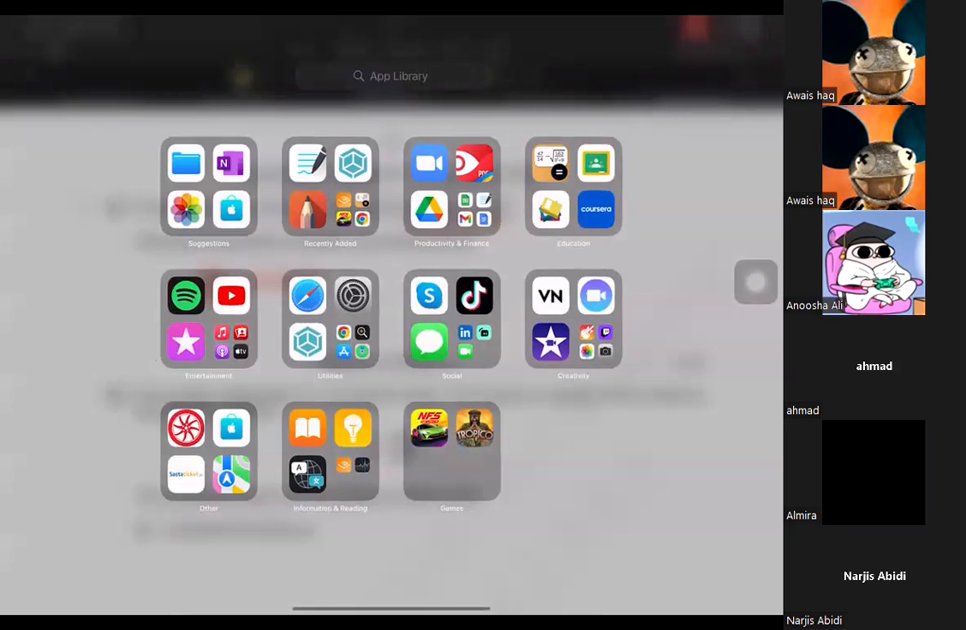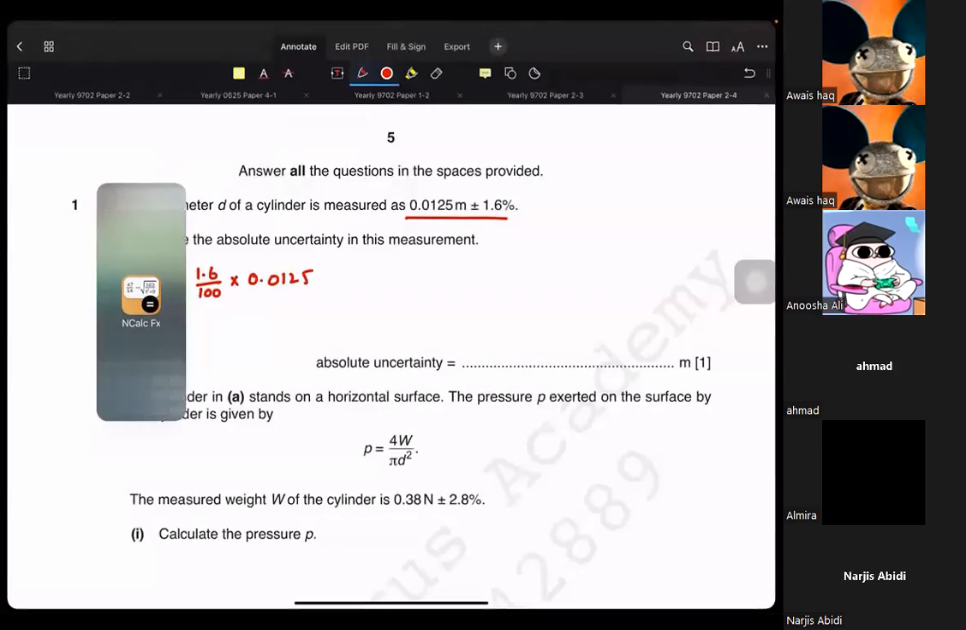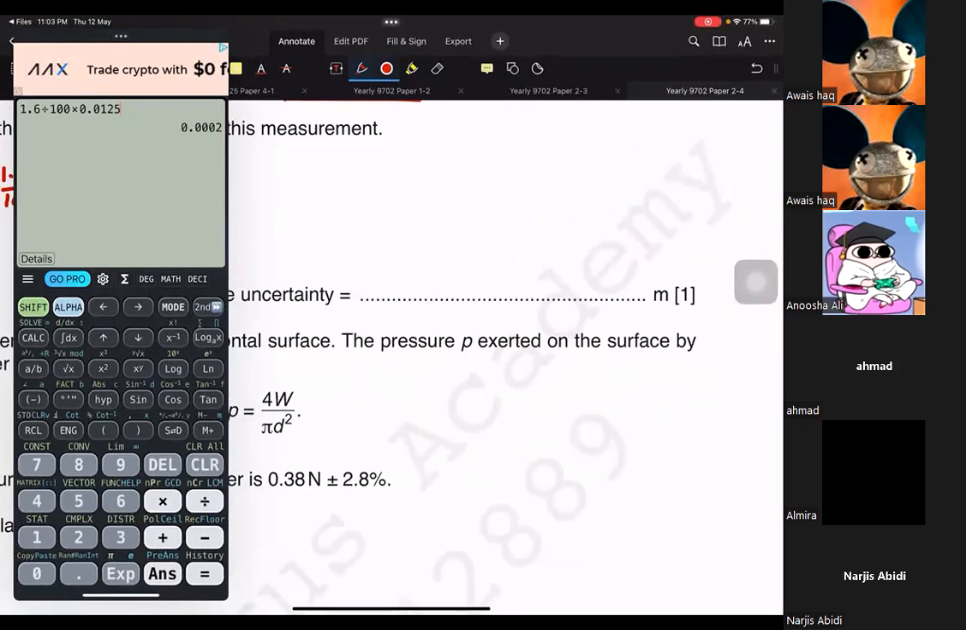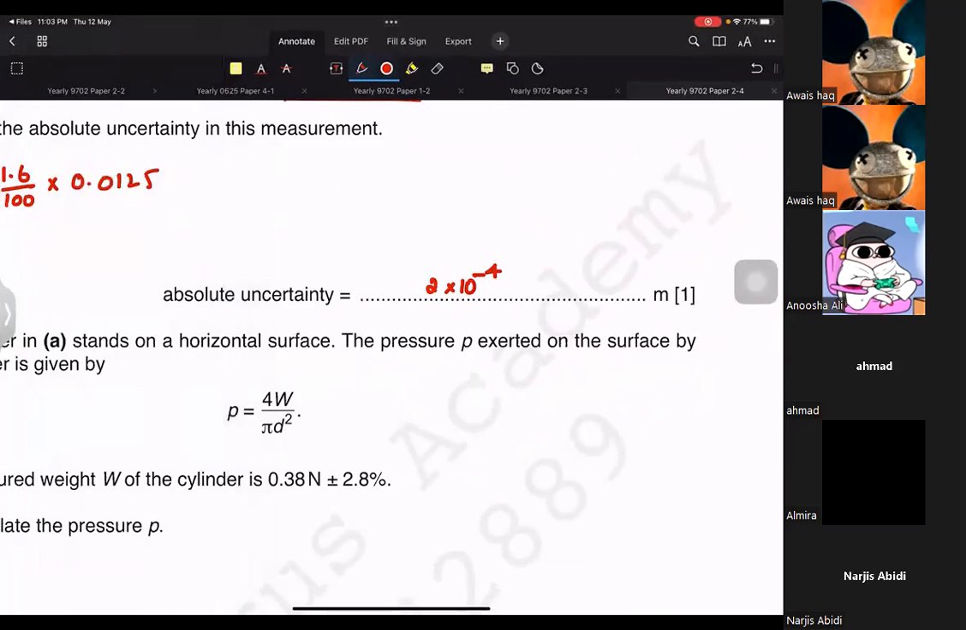So where is the calculator? Okay, here. 1.6 divided by 100 multiplied by 0.0125. That would be 2. No, just 2, 2 times 10 raised to the power minus 4. Now, why am I not writing 2.0? Because uncertainty is always in one significant figure.